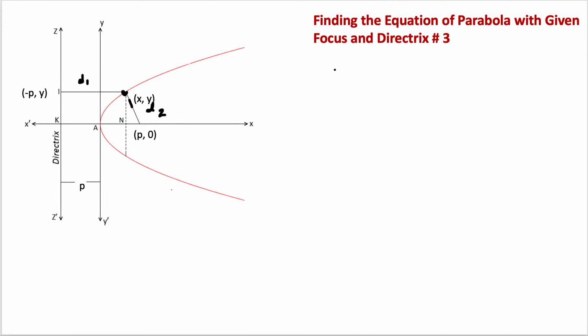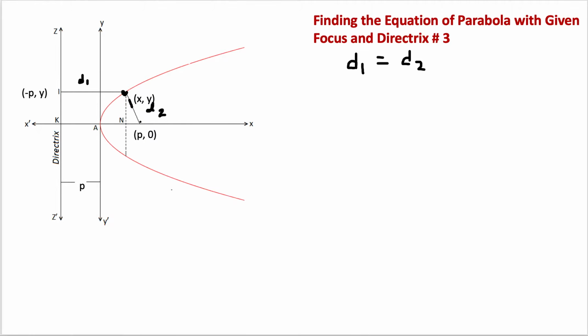Let's go here. As we said in the previous video, this distance from the curve to the directrix is d1, and the distance from the curve of the parabola to the focus is d2. Those two distances are equal to each other. We already know this from previous videos, so I'm not going to discuss it any further. And now we have the distance formula.